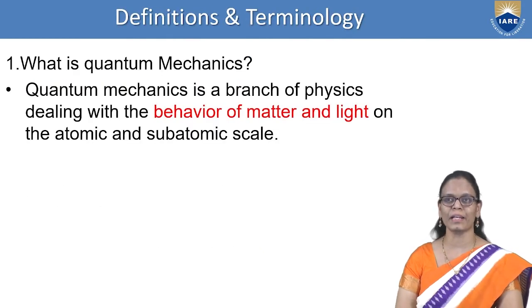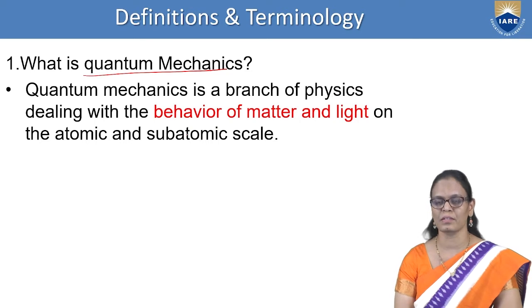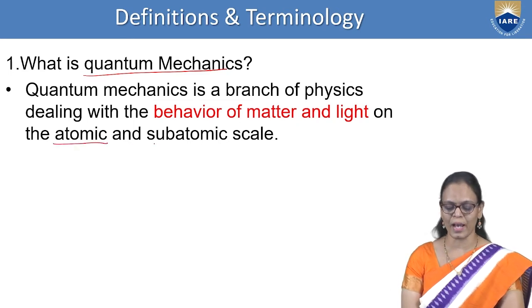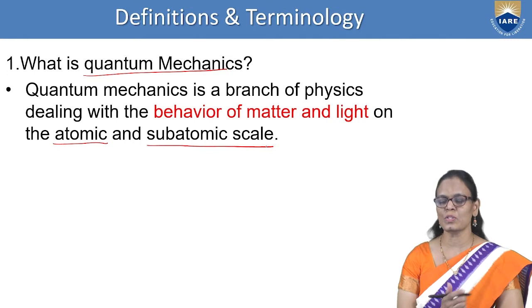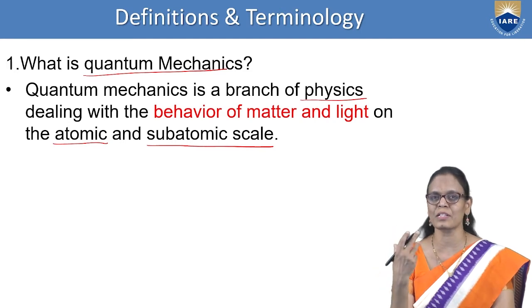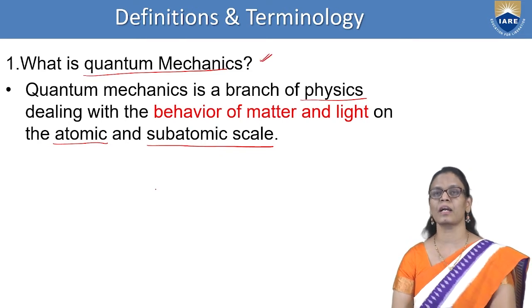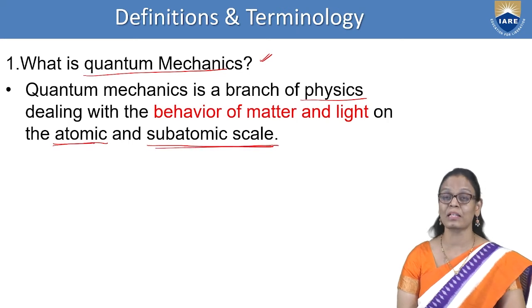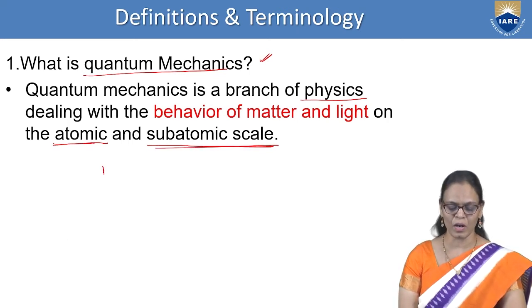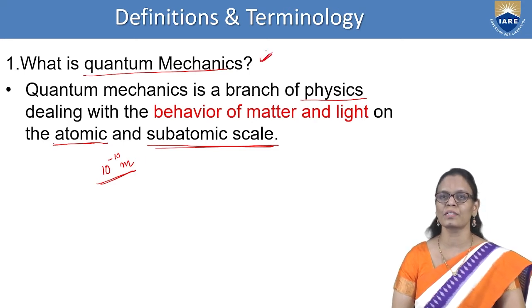So first is, what is quantum mechanics? It is a branch of physics which deals with the behavior of matter and light on atomic and subatomic scale. So if you speak about physics, physics is all about the study of matter and the interaction of matter with its surroundings. Now, what is special about quantum mechanics? It deals with this kind of matter at atomic and subatomic scale. So when I say atomic scale, of the order of 10 to the power of minus 10 meters, so small. So when we are dealing with small particles, we talk in terms of quantum mechanics.